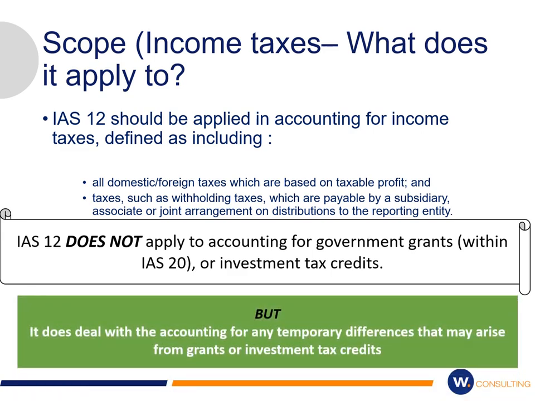However, this standard IAS 12 does deal with the accounting for any temporary differences that may arise from grants or investment tax credits. So in other words, as you may know from IAS 20, one of the things that is stated there is, for instance, we do not account for the grant until we have met the conditions. So if, for instance, you receive R1 million and the conditions are going to be met over a 5-year period, and you determine that that will be accounted for over the 5 years as we meet the conditions, then you would treat that as a liability.